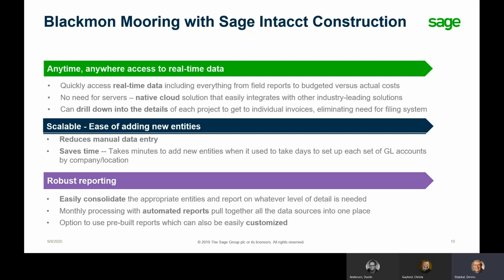Another side project that was going on at the same time was an integration project. Blackmon Mooring had built out a very powerful payable and credit card approval system that they really didn't want to give up. They were used to it. They had distributed it throughout their organization, and they really didn't want to change.